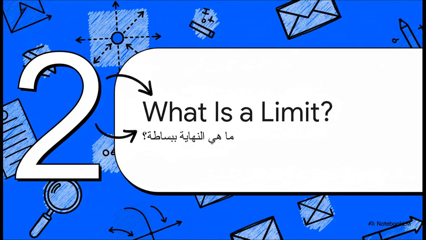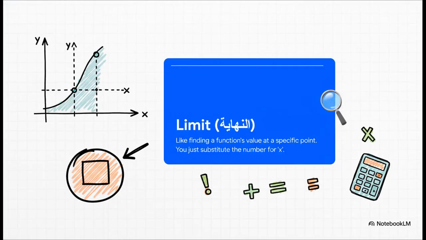Okay, so with all that build-up, what is a limit, really? When you strip it all down, the source explains it in a way that's actually surprisingly simple. Think about it like this. Calculating a limit is pretty much just finding the value of a function at a certain point. You literally just substitute the number in for x. So, for example, if you've got the limit of x squared plus 2 as x gets closer and closer to 3, what do you do? You just plug in 3. So 3 squared is 9 plus 2, that's 11.